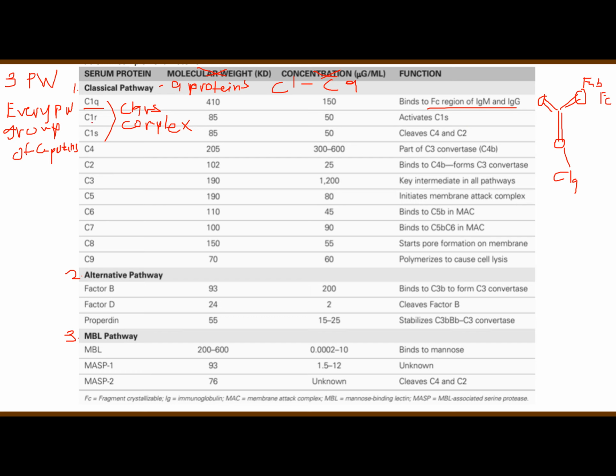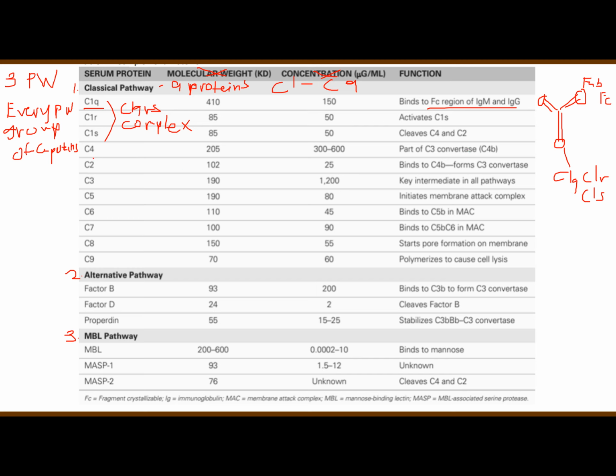Now, after C1Q has attached, class, C1R would now come. C1R would come and it would activate C1S. With C1S arriving, it would now cleave your C4 and C2. So later I will explain that. So let me repeat, class. C1Q would first bind to the Fc region of your antibody, specifically IgM and IgG. Following that, class, C1R will arrive and it would activate C1S. C1S would now cleave C4 and C2.